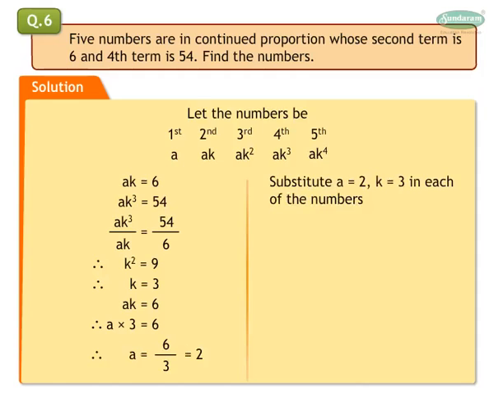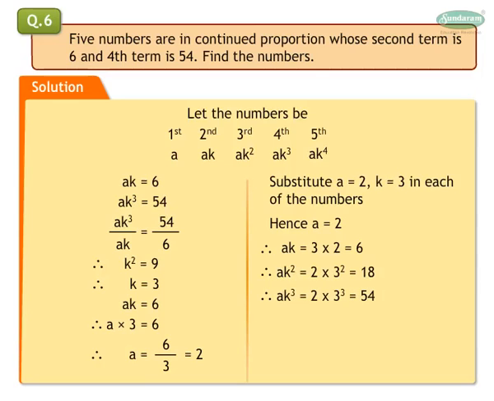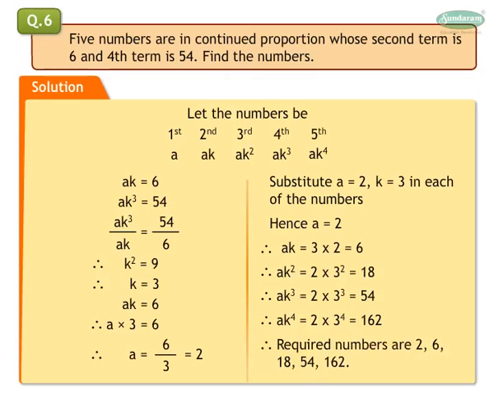Now just substitute the value of a and k in each of the numbers and write their values. So we get a is equal to 2. Therefore, ak is equal to 3 into 2 is equal to 6. Therefore, ak square is equal to 2 into 3 square is equal to 18. Therefore, ak cube is equal to 2 into 3 cube is equal to 54. Therefore, ak raised to 4 is equal to 2 into 3 raised to 4 is equal to 162. Therefore, required numbers are 2, 6, 18, 54, 162.